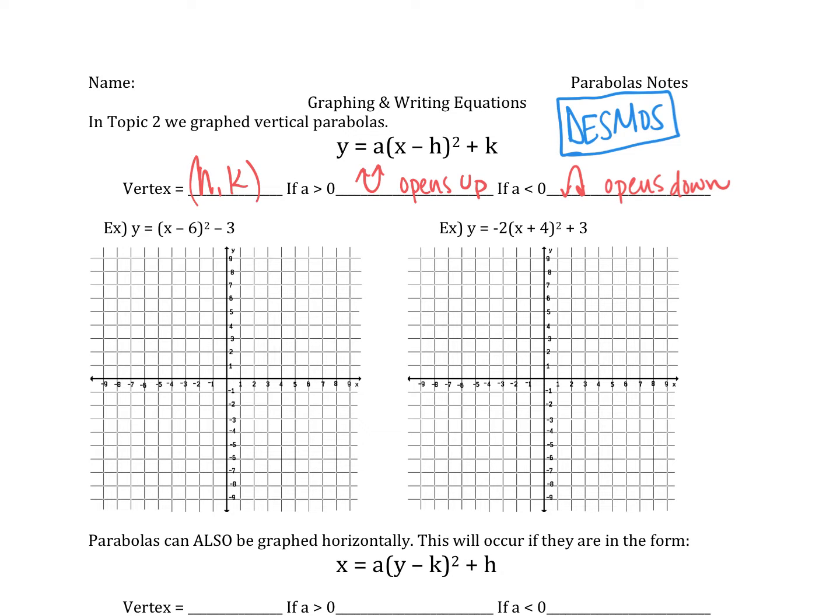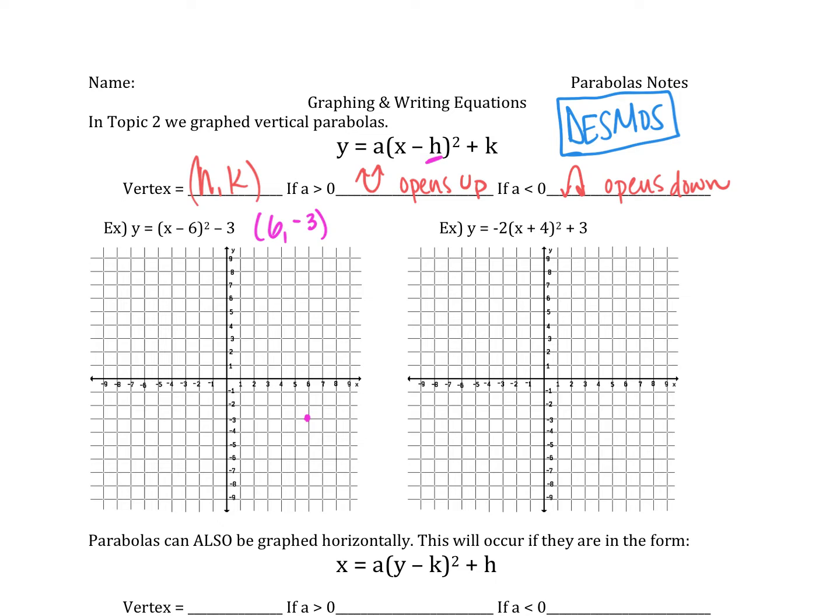and graph using our (h, k). So in example number 1, we know that our h goes with our x, and when we're with our x, we go the opposite direction. So even though it looks like a -6, we're going to call it +6. And our k is -3. So we go over to 6 and down to -3, and we put our first dot.